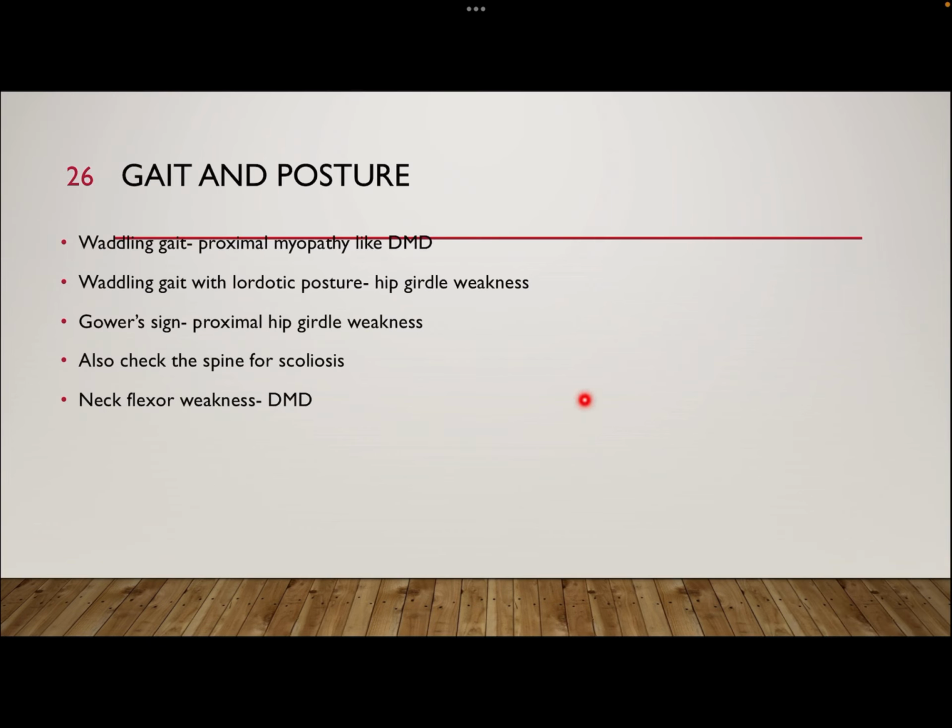Now we'll be noticing the gait and the posture. If the gait is a waddling type gait, proximal myopathy like DMD is there. If there is a waddling gait with a lordotic posture, there's hip girdle weakness. If Gowers sign is present, it's a proximal hip girdle weakness. Also check the spine for scoliosis. Neck flexor weakness is seen in DMD.